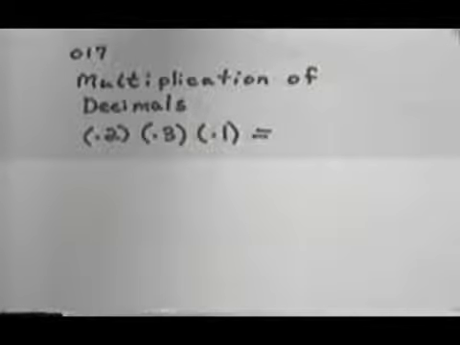We've just learned that when we add and subtract decimals, all we do is line our decimals up or keep our decimals straight and then add and subtract like we would normally do. Well, let's see what happens with multiplication. Written down, we have 2 tenths. We want to multiply that by 3 tenths. Then we want to multiply by 1 tenth.